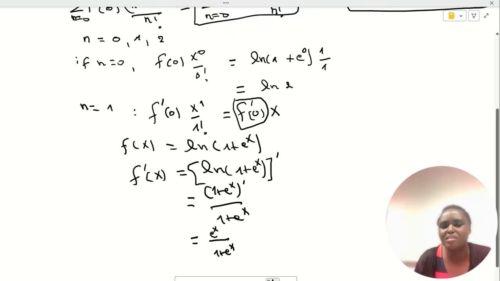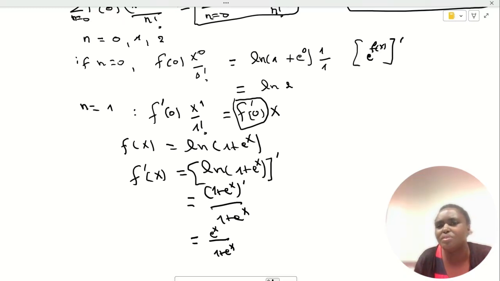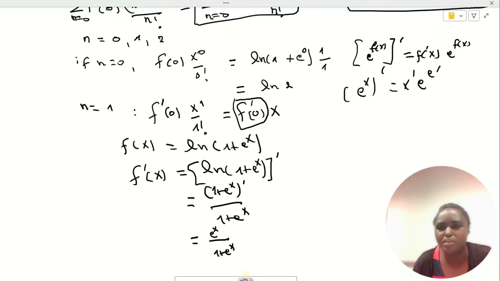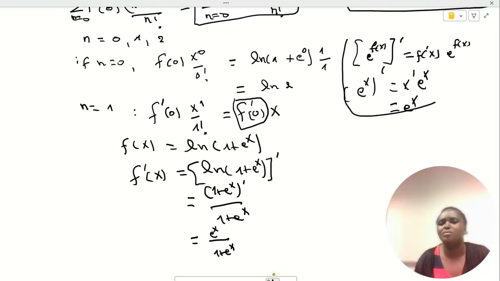I think you understand why I say that the derivative of e power x is e power x, because the derivative of e power f of x, any kind of this form, is equal to f derivative of x times e power f of x. This is the relationship. Then the derivative of e power x is equal to x derivative times e power x, and x derivative is 1, then e power x. So that's what I have been using.